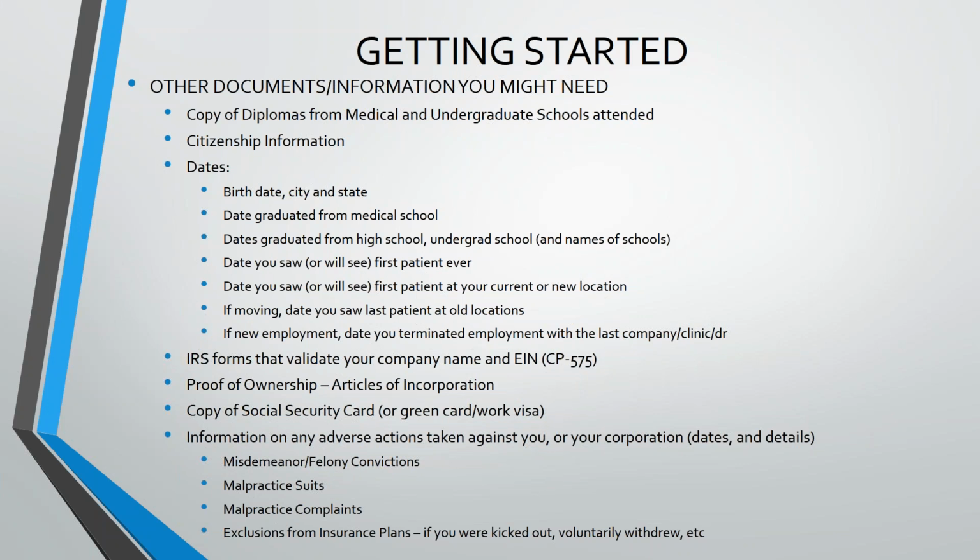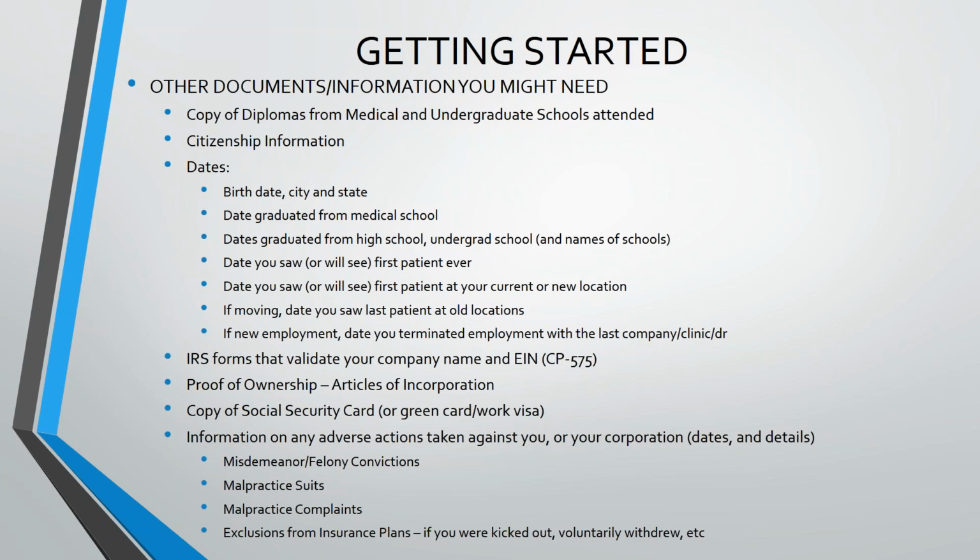You'll also need to provide the insurance companies IRS forms that validate your company name and employer identification number. This is known as a CP 575 form, and you can get that from the IRS. If you are enrolling or credentialing as a group, you're going to need proof of ownership of the corporation and the managing and how much managing control you have of that particular corporation.